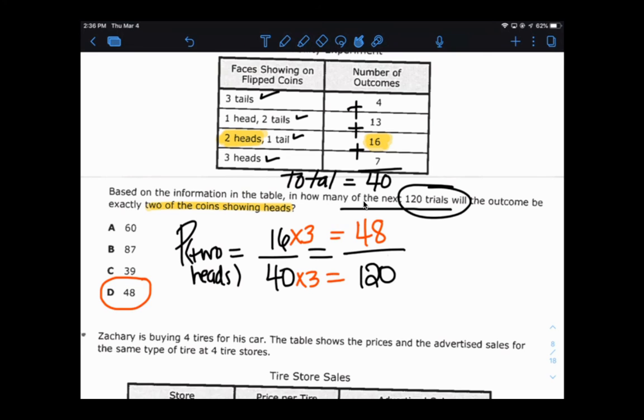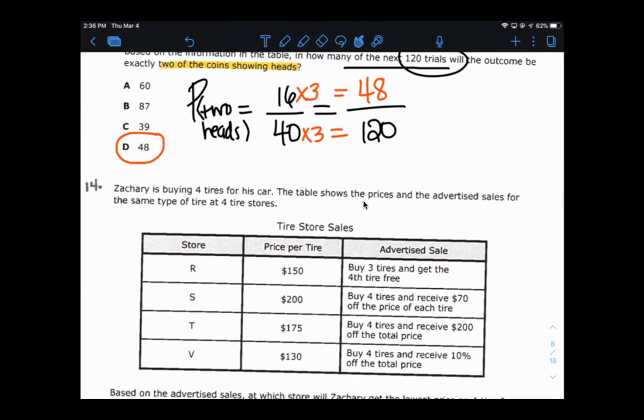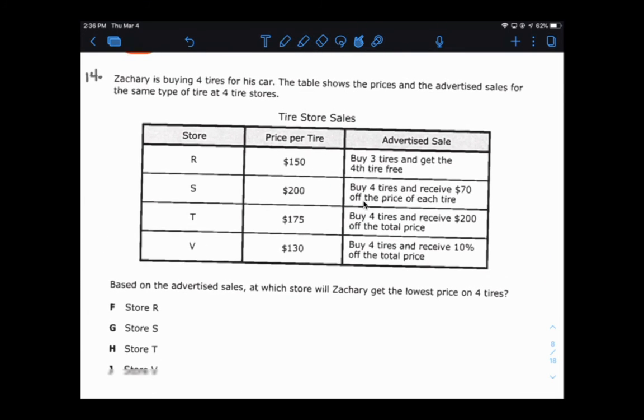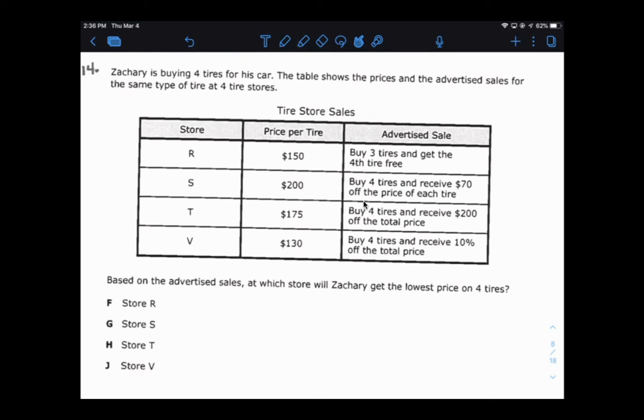There you go. Then we have problem 14. Problem 14 is about this guy, Zachary. He needs to buy tires for his car. Yeah, they could be pricey, let me tell you. Okay. The table shows the prices of an advertised sale for the same type of tire at 4 tire stores.